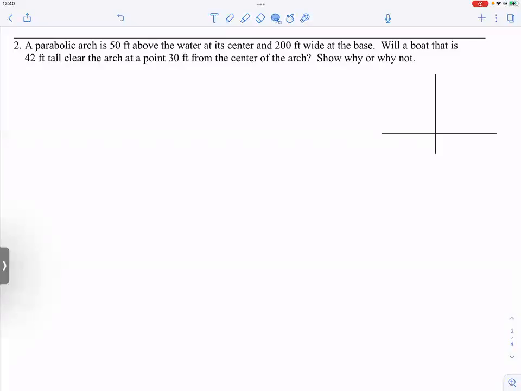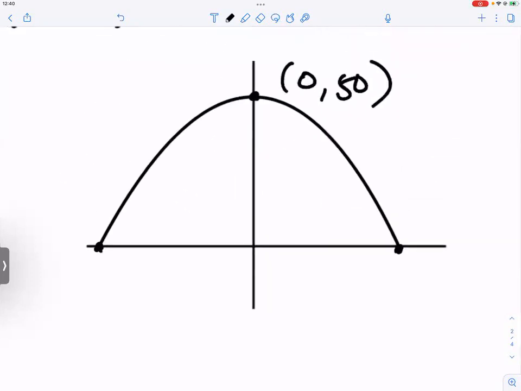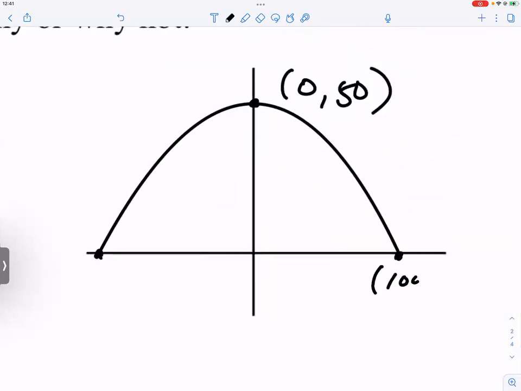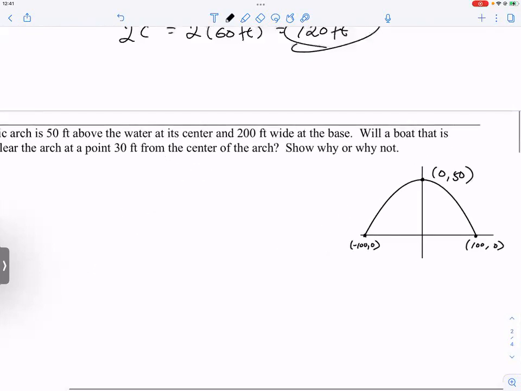All right. So for number two, it says a parabolic arch. It's 50 feet above the water at its center and 200 feet wide at the base. So I think we can draw a parabola first. Okay, so this is (0, 50) because it's 50 feet high at the center. And what is the right point here? (100, 0) and (-100, 0). Yes. Okay, that's how you get 200 feet wide.